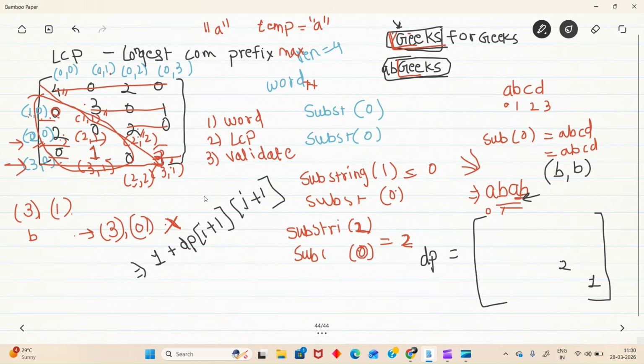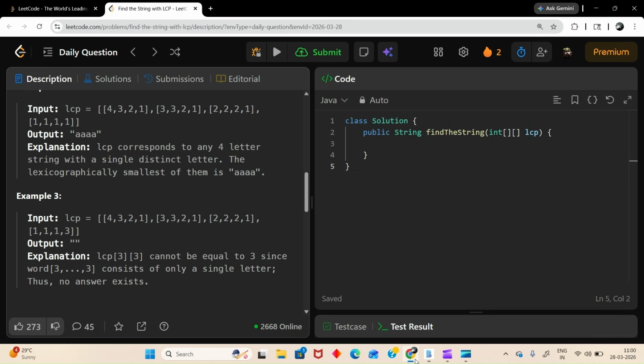Now let's start coding. Let's take int n equal to LCP dot size. Now what we are going to do is first find the word. Okay, so for that we will take an array.